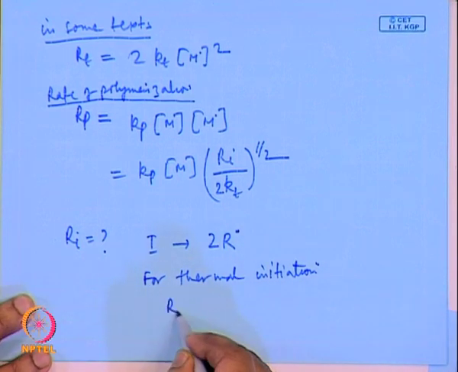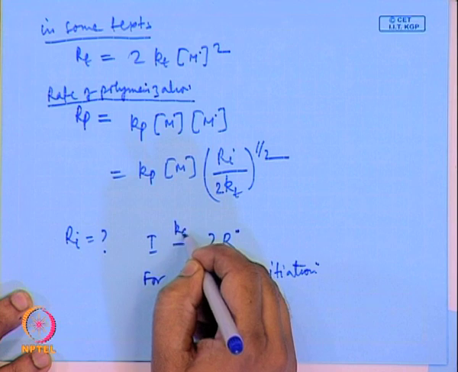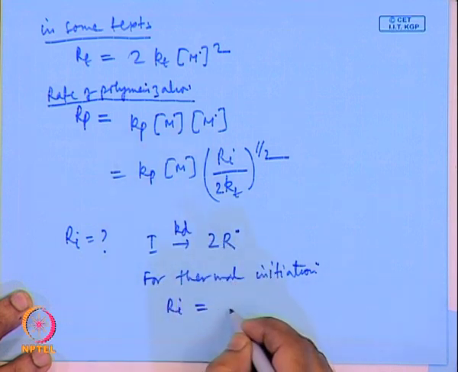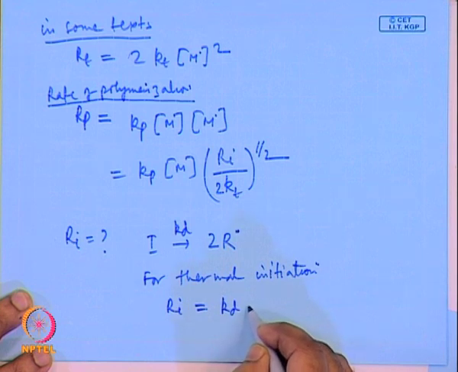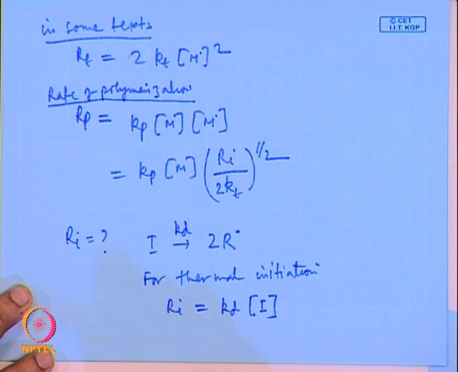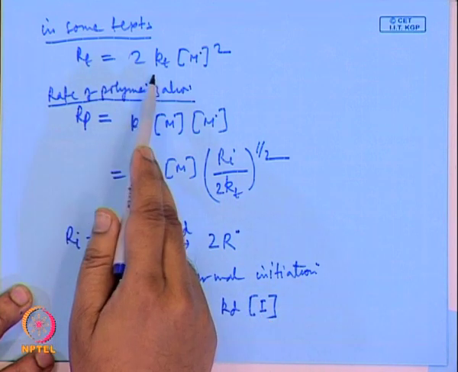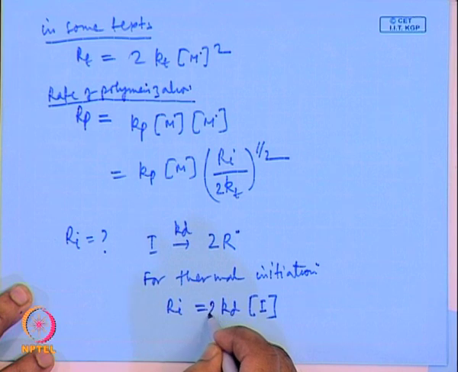So, how do I write the Ri? We write this is Kd I. Now, again because this produced 2 and we are following that, we should write 2 here during the termination rate. So, here also we write 2.